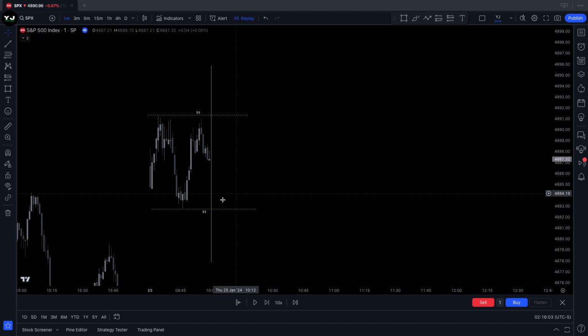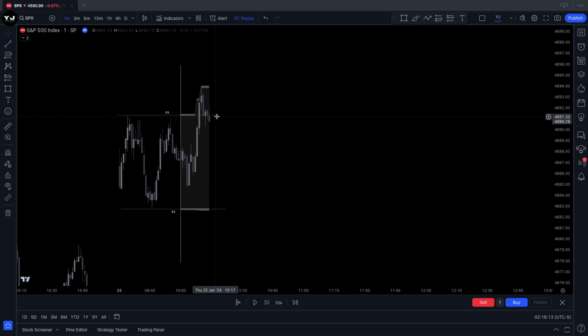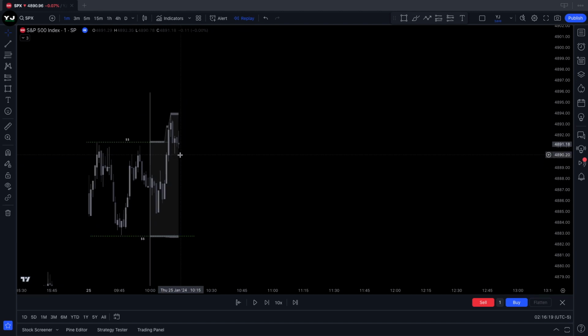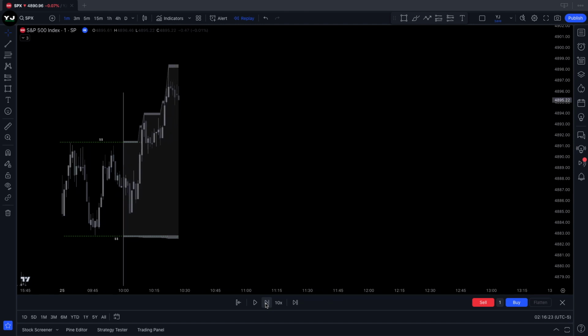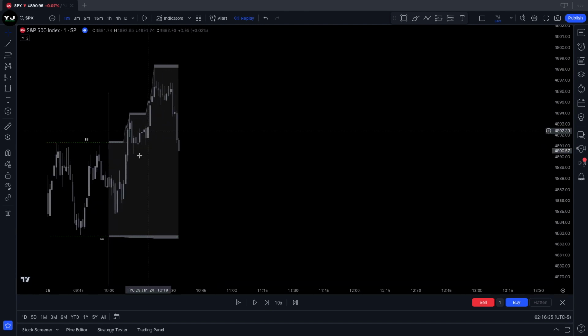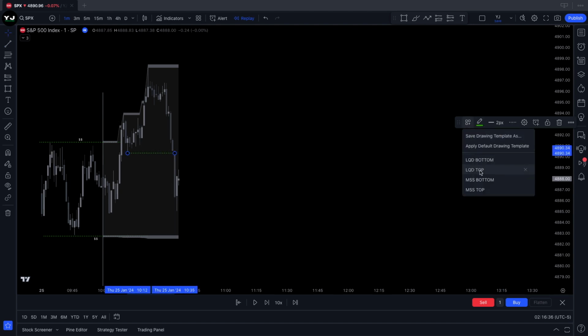Now we're going to wait for price to either take out our sell side or our buy side. So we're going to play price out, and as you can see, price took out buy side right over here. Now we're going to wait for price to take out our most recent higher low. So our most recent higher low is right over here, as you can see, and price just about took it out right over here. So we're going to mark that out as our market structure shift.